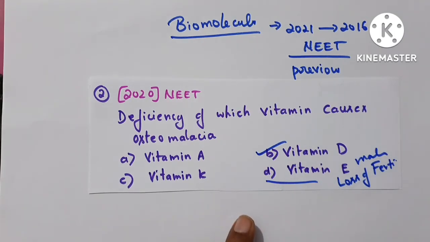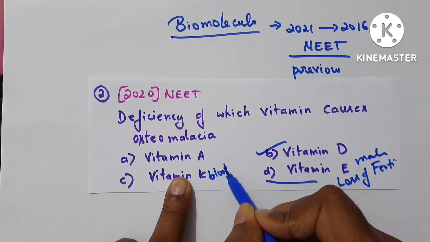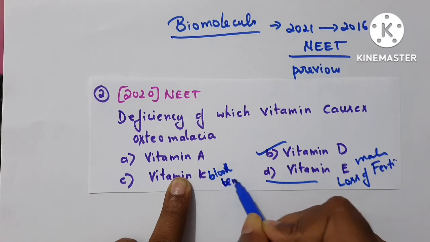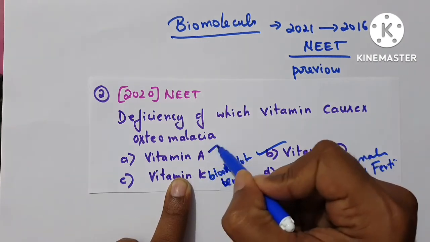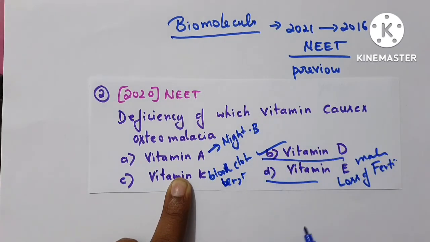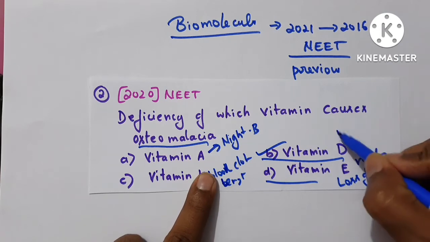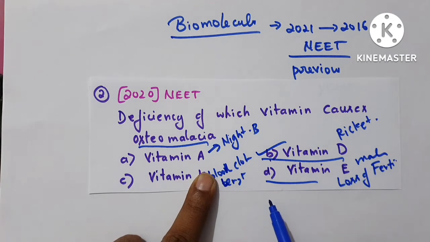And what does vitamin K cause? Vitamin K deficiency lengthens the blood clotting time. And vitamin A causes a disease called night blindness. Therefore, vitamin D causes a deficiency known as osteomalacia. Vitamin D also causes rickets. Remember children, rickets. Therefore, option B is the correct answer in this question which was asked in 2020.